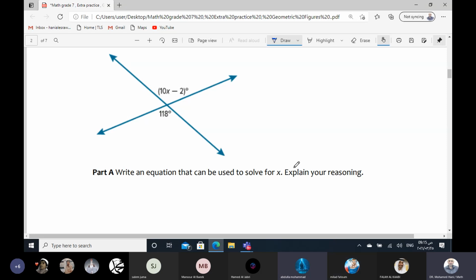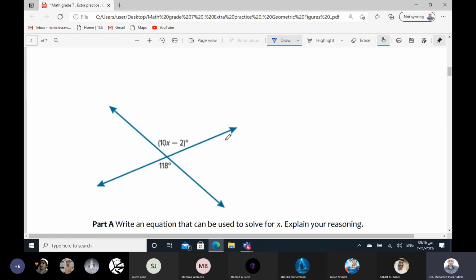No, I want the equation, just the equation. How to write the equation to find the x. Just we want now how to write the equation. I think 2x. We need to get 118 to 180. So we will do diagonal.